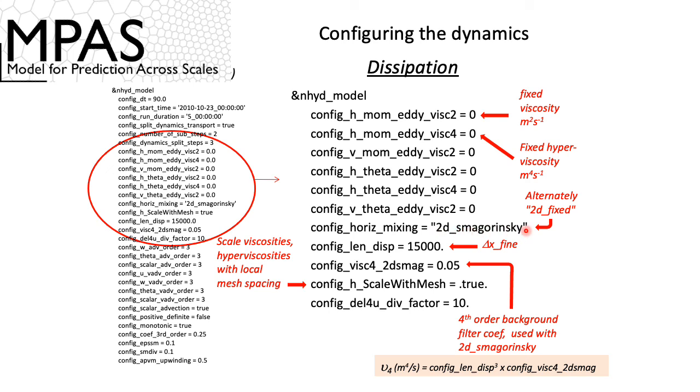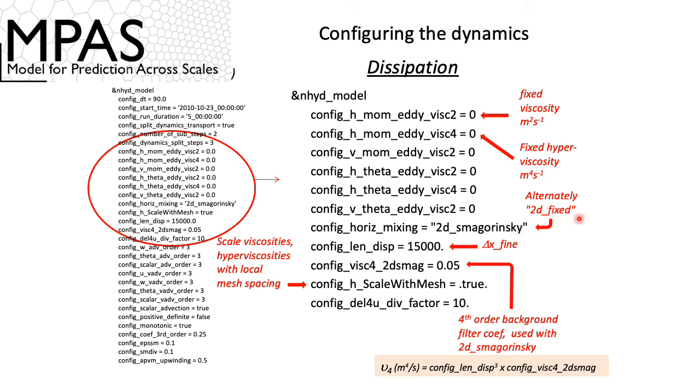So for the second order filter, it uses the Smagorinsky's approach to compute the coefficient, and that essentially is that the second order eddy viscosities are proportional to the deformation of the flow. You can look in the literature or in the papers describing MPAS or almost any model, you'll find this formulation is used all over. You can also choose 2D fixed.